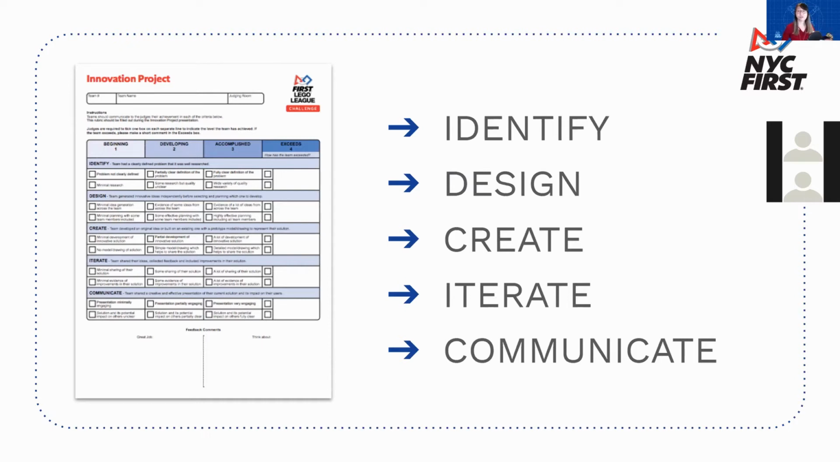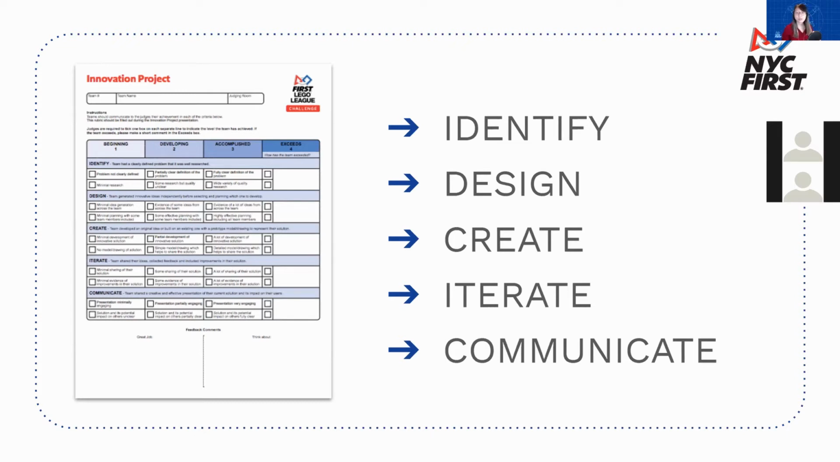Now, if you earn a 4, judges will fill out the rubric to let you know why they thought your team exceeded expectations. So you'll be getting direct feedback on that. So let's look at the different sections of the rubric. The 5 sections should be a little bit familiar to us after we've seen the engineering design process. You'll see words like identify, design, create, iterate, and communicate. We're going to go through each one of these sections and let you know exactly what judges are looking for.